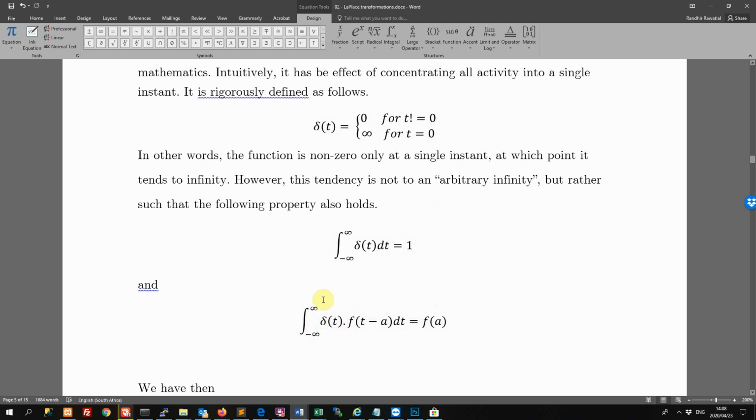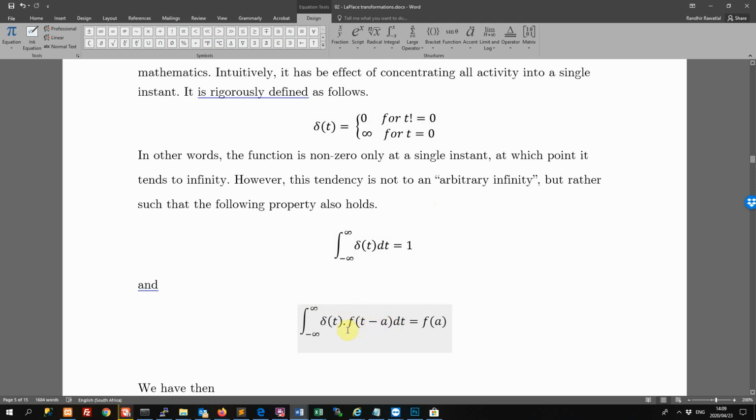And anyway, we work out the Laplace transform of this by noting that we have this other known property, that if you take the impulse function, if you take the Dirac delta function and multiply it with another function, so the other function also has one argument, but you shift that argument by a certain amount.